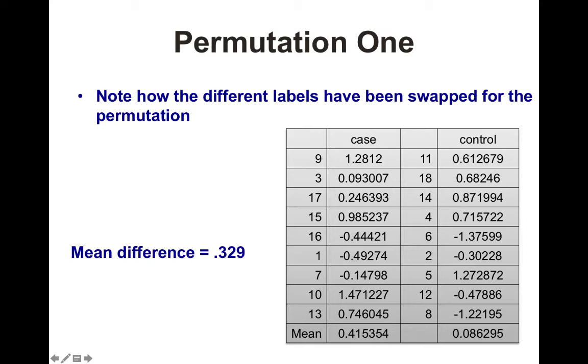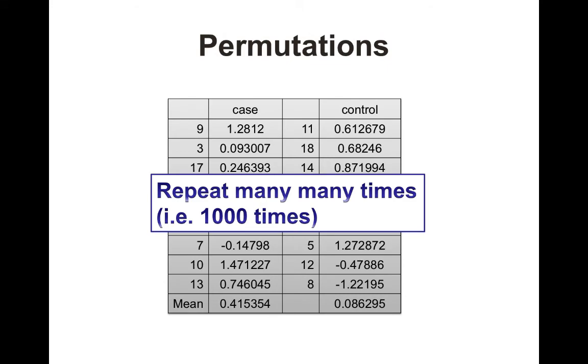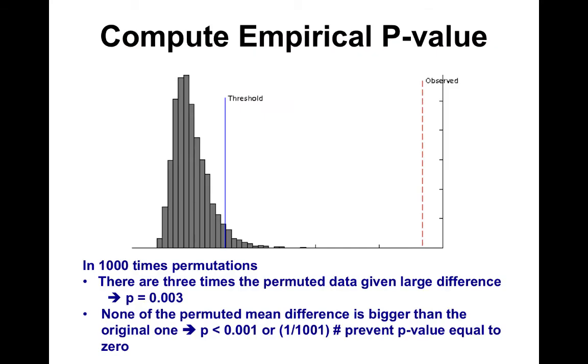So this is the same thing, and we do the difference. This is 0.329, okay? And you can just shuffle them, and you repeat 1,000 times, right? And you can see this is your originally observed difference, and this is all your shuffled data.